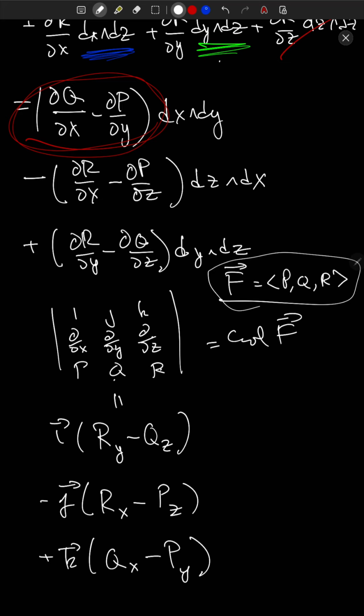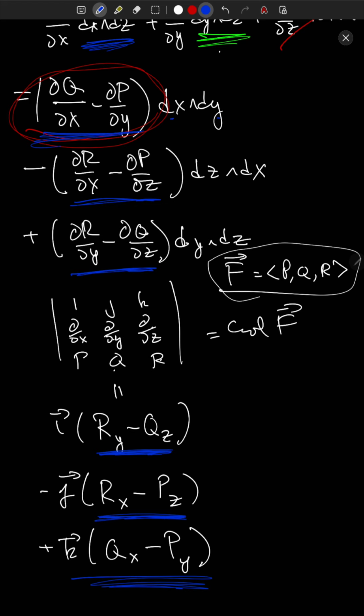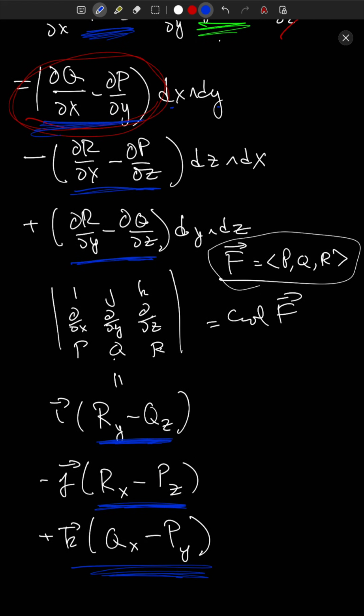Okay, so what you'll see is this first guy up here, the dx wedge dy, corresponds with this k term. Exactly. dQ/dx minus dP/dy, Q sub x, P sub y. All right. The middle one, dR/dx minus dP/dz, right there. And the last one, dR/dy minus dQ/dz, R sub y, Q sub z, okay? So essentially, this idea of d of a one form, it's like a curl, right?